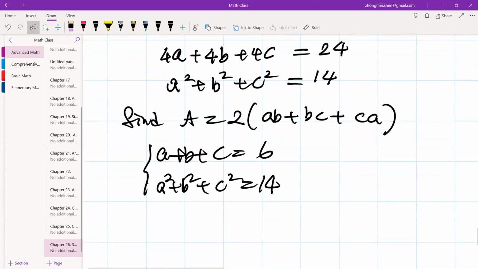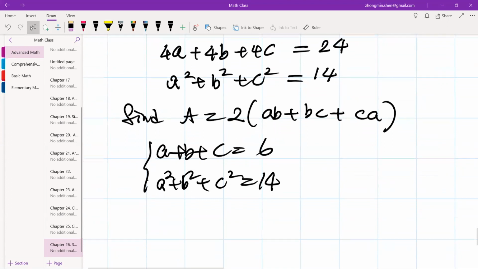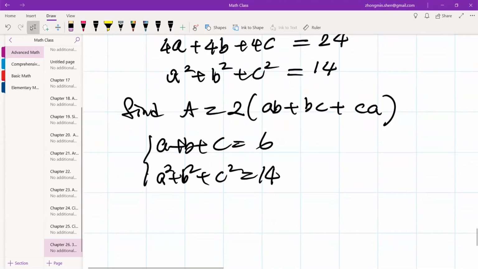So you can assume C equals 1. You can assume C equals 2, right? 2, then A squared plus B squared will be 10.